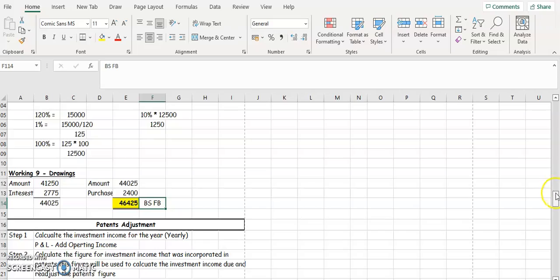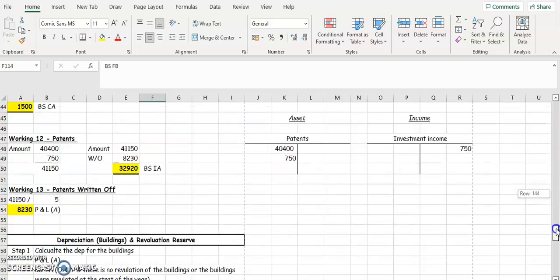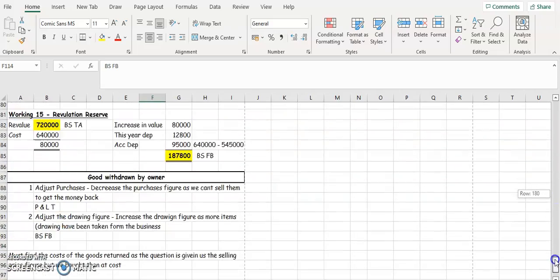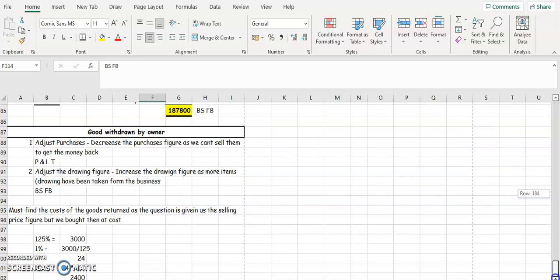Okay, so quite a simple adjustment. Adjust your drawings by the cost. Just make sure it's always the cost that you're changing them by, and adjust your purchases by the cost as well. So your purchases are going to go down and your drawings are going to go up.